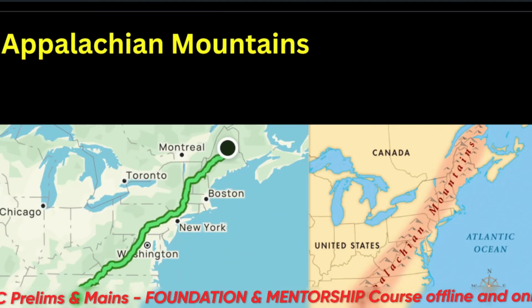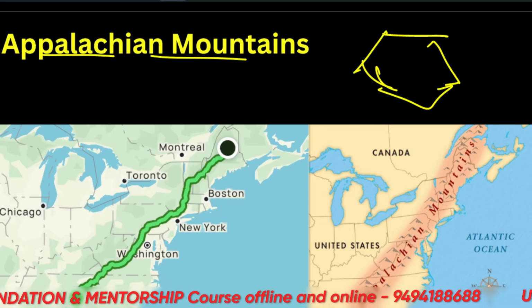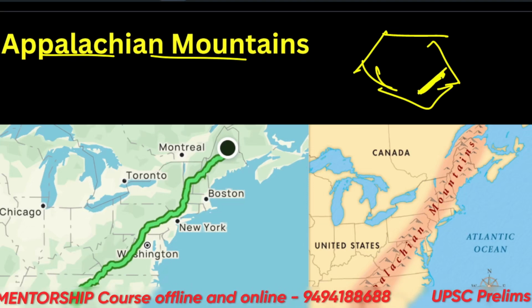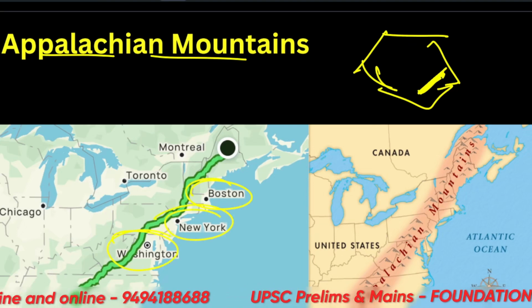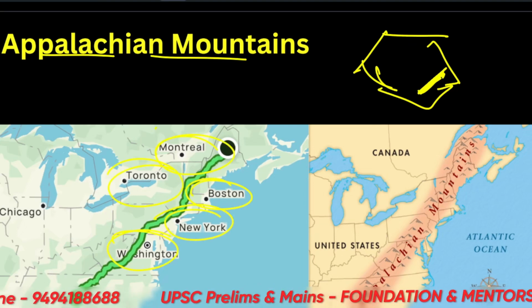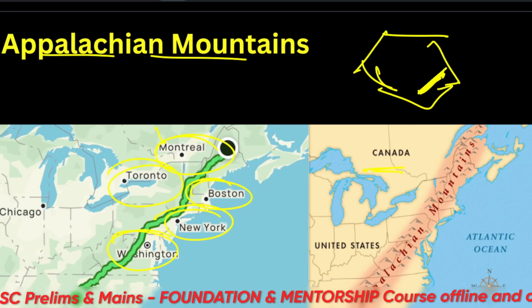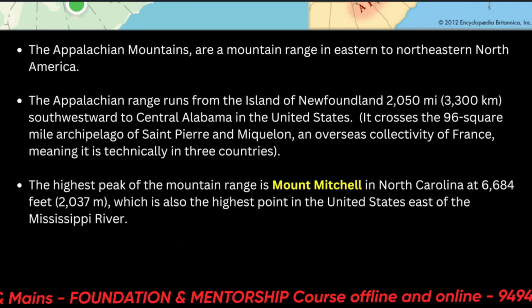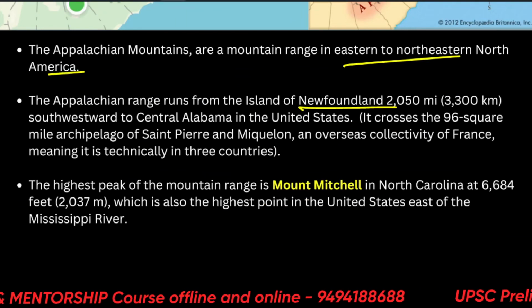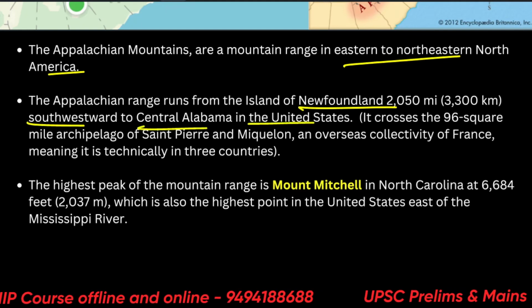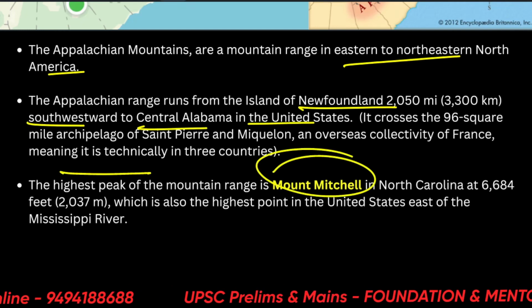Alright, these are the Appalachian Mountains in North America, towards this side. The major cities located here are Boston, New York, Washington, Toronto, Montreal. Montreal is in Canada. Alright, here. So they run across the United States and Canada. They are a mountain range in eastern to northeastern North America. The Appalachian range runs from the island of Newfoundland to southwestern central Alabama in the United States. So what's important here is that the highest peak is Mount Mitchell.